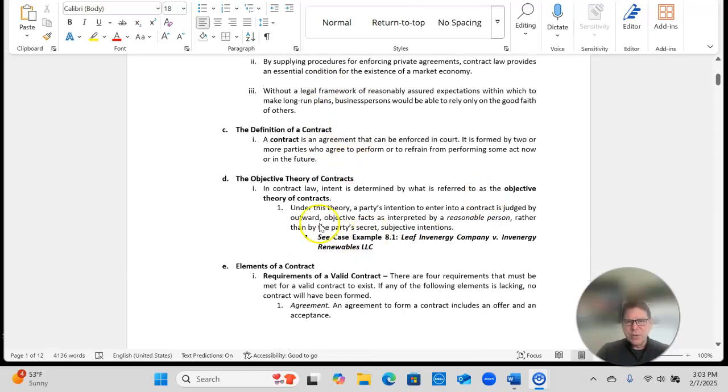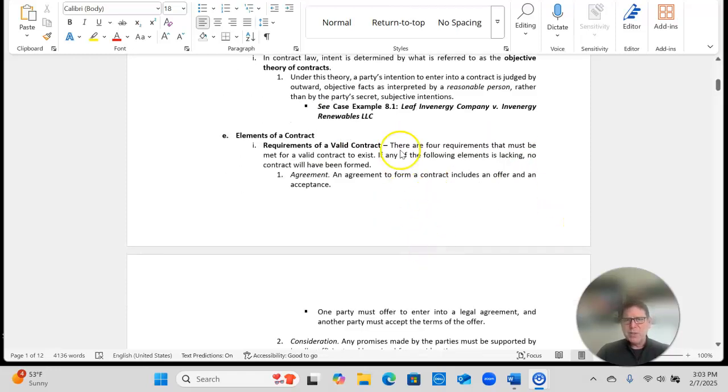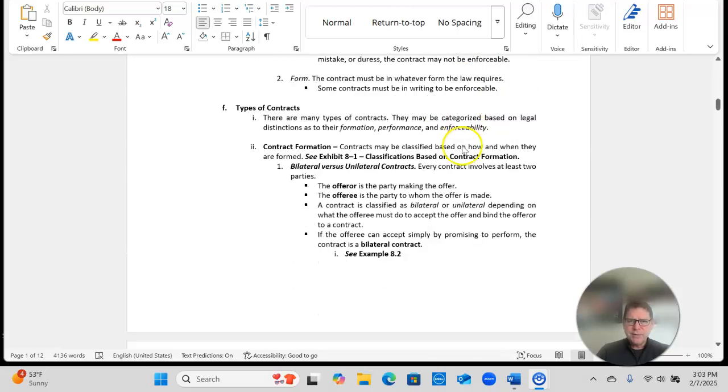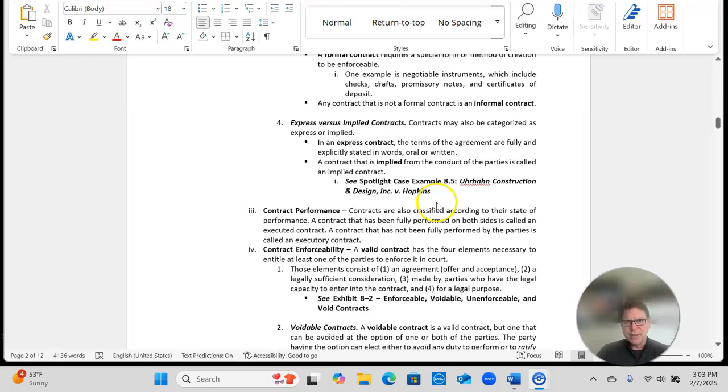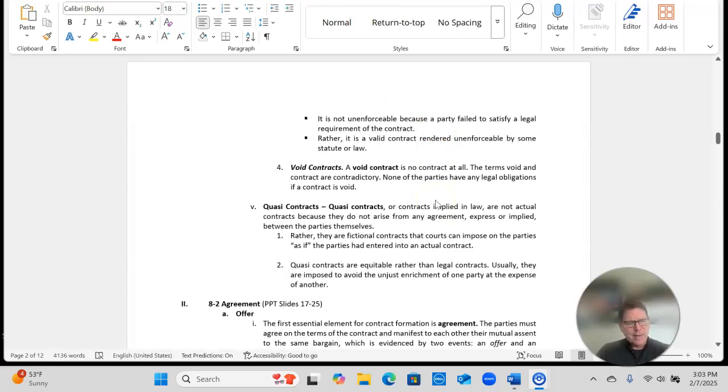Objective theory of contract. Under this, the party's intention to enter into a contract is judged by outward objective facts, right? So reasonably, under a reasonable prudent person standard, objectively, that is not a serious present manifestation of intent to contract. So that's an example.